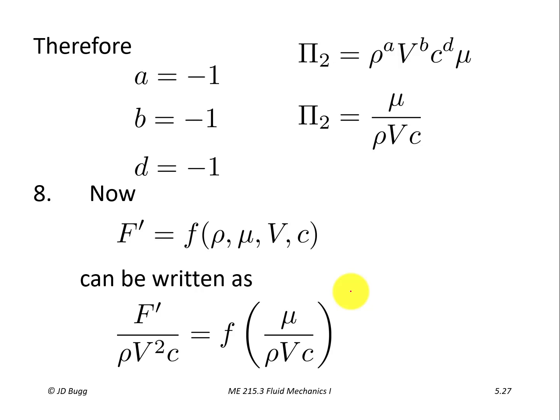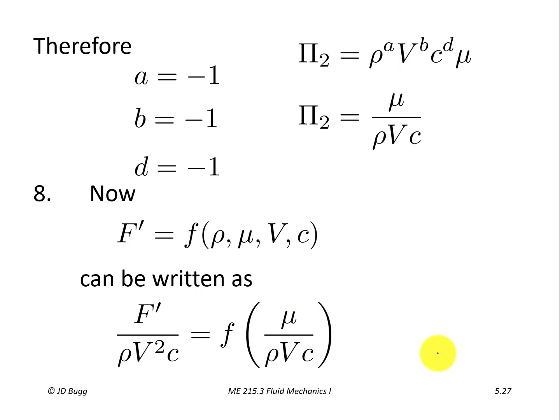So this is our first Buckingham pi result. And if you look at the right-hand side here, you might be asking yourself, isn't that the Reynolds number except it's upside down? That's exactly true. That's actually the inverse of the Reynolds number.